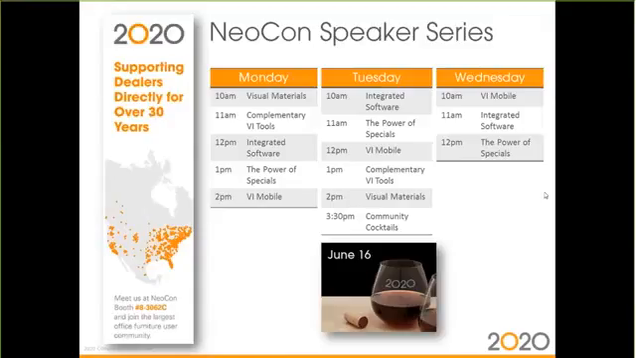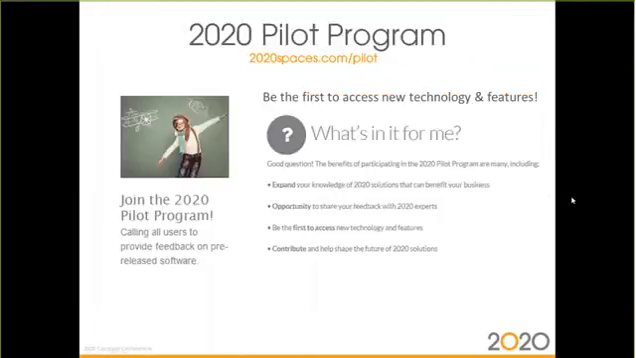Another cool thing that we're doing is on Tuesday of NeoCon, on the 16th, we also have a community cocktails. So you're welcome to come join us about 3:30 in the afternoon. It's going to go to the end of the show. Have a drink with us. We're going to have some fun stuff going on at the booth. We'll have some prizes. So it's always fun to walk away with some NeoCon swag. So hopefully you can join us during our speaker series at NeoCon in Chicago.